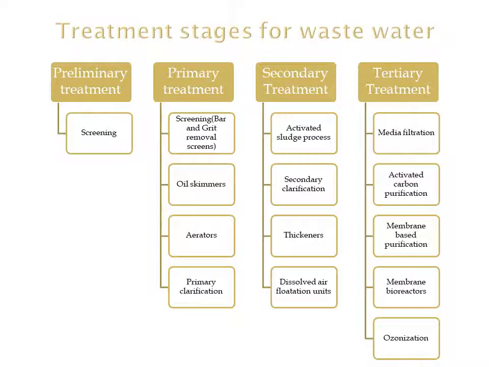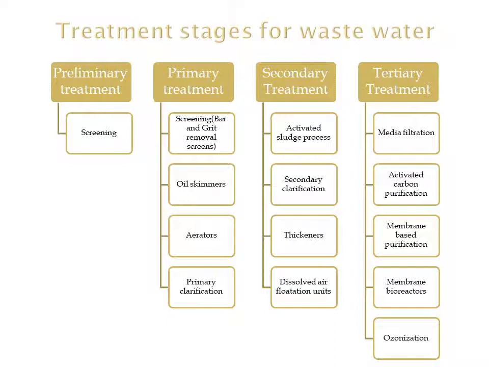Primary treatment. In primary treatment, remaining large objects that are present in the wastewater are removed mainly by bar screens and grit removal screens. Oil and grease are removed by oil skimmers. Aerators bring about aeration. Aeration brings water in close contact with the air, which expels the harmful dissolved gases like carbon dioxide and hydrogen sulfide in the wastewater, and also expels the volatile chemicals that are present in the wastewater.